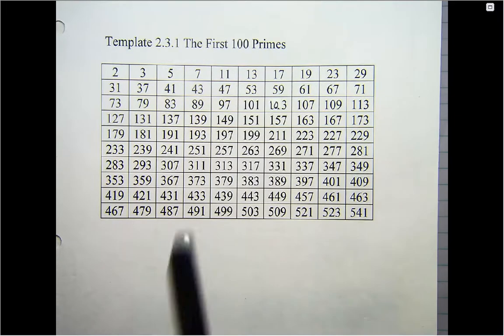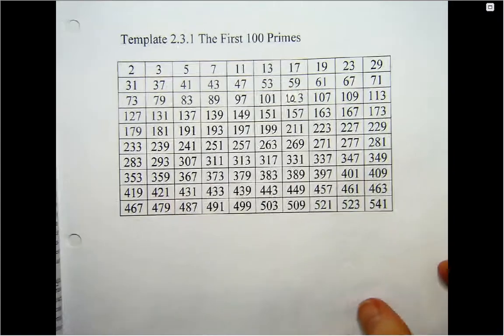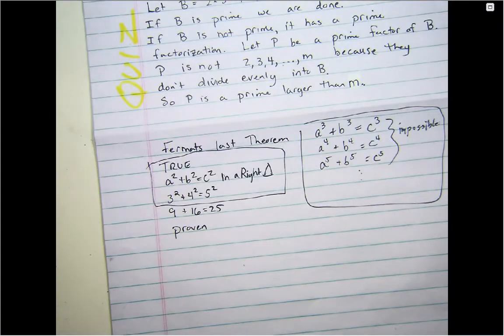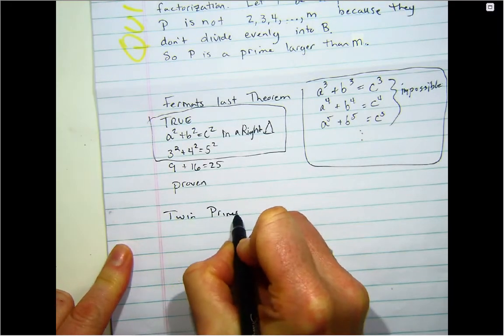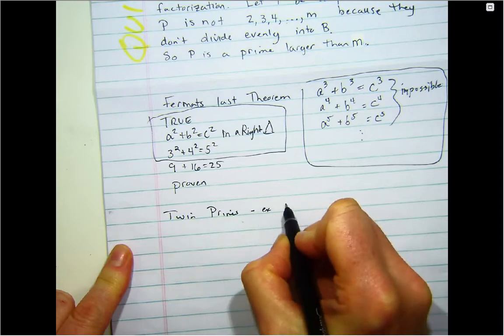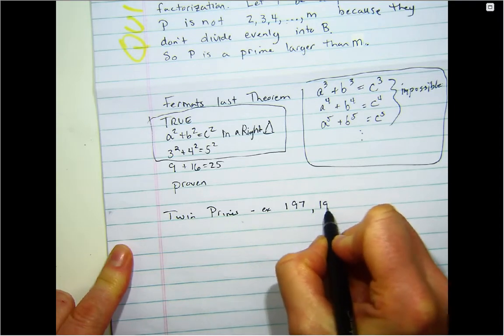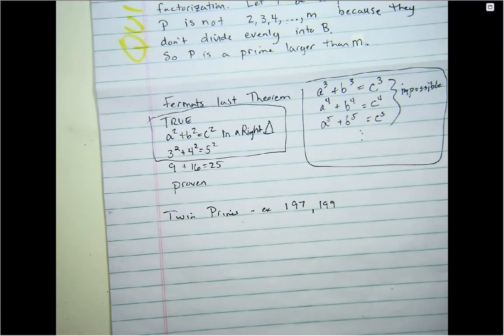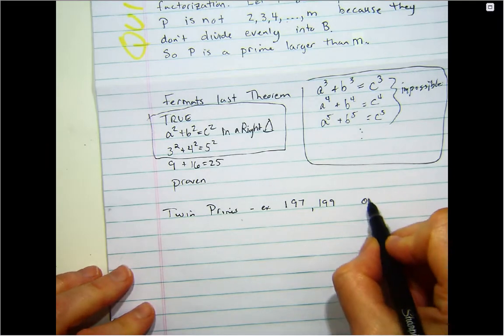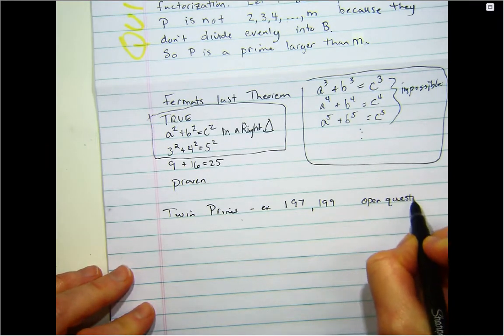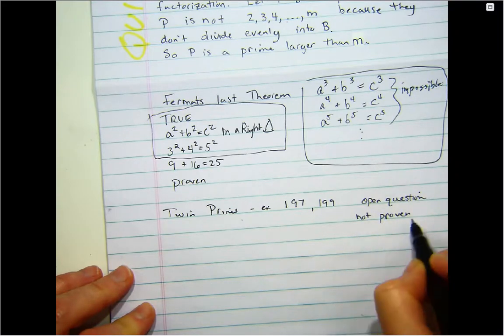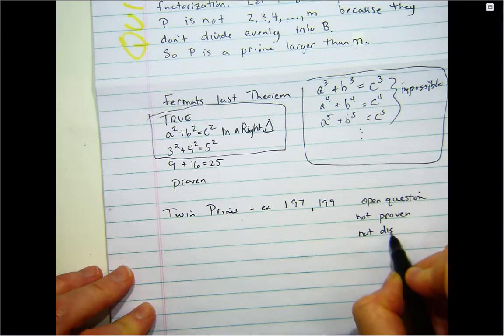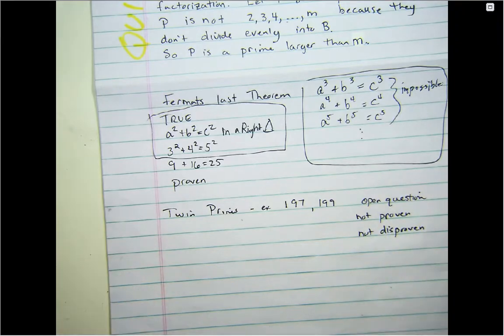So everybody needs to have their own set of twin primes. Let's write that down, okay? Twin primes, for example, 197 and 199. You should come up with your own example, okay? Everybody shouldn't use my one example. And then this is an open question. It hasn't been proven, and it has not been disproven, whether there is an infinite number of twin primes or not.